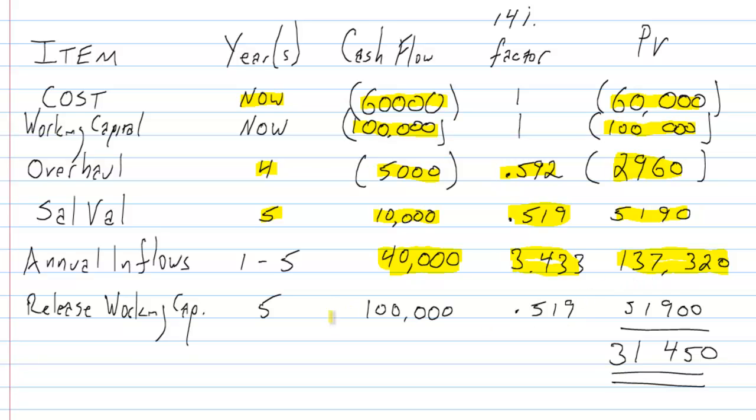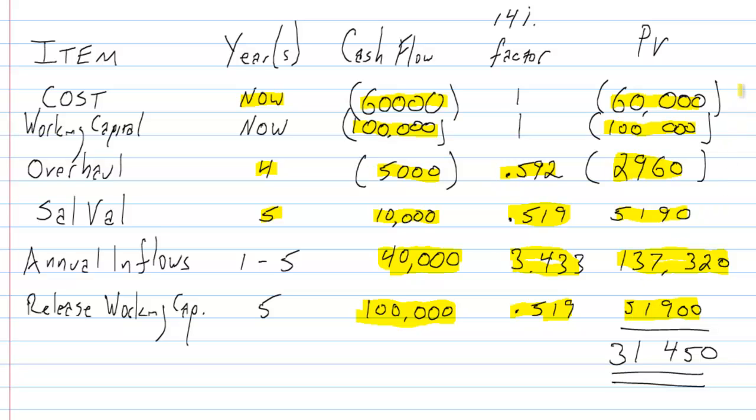And last but not least, when the project is over, we no longer need to tie up our working capital, so we show the release of the working capital in year 5 as an inflow of $100,000. We show the tie-up of capital at the beginning as an outflow of $100,000. When we release that working capital for other projects, it's like an inflow of $100,000. The difference is that's not going to happen until year 5, so we have to go to our present value tables and see what the present value of 5 at 14% is, and that factor is 0.519. Multiply that by the 100,000, and you have a present value of $51,900.